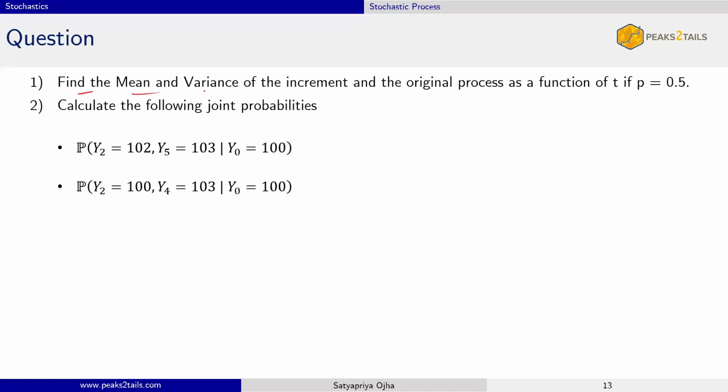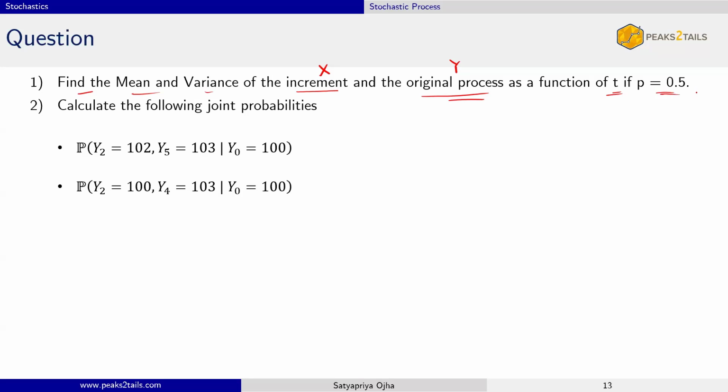Find the mean and variance of the increment, which is in our case x, and the original process, which in our case is y, as a function of t if p equal to 0.5. It's a very basic question you'll be asked in interviews, okay? But you should be able to derive this at any time you want. It's so simple, right? You have to do this exercise yourself, and you can pretty much derive everything: probabilities, distributions, mean, variance, anything you want, everything analytically. So let's do this.